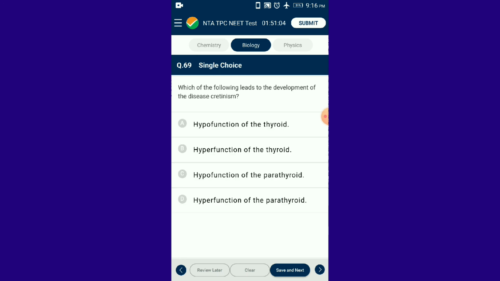Question number 69. Which of the following leads to the development of the disease cretinism?